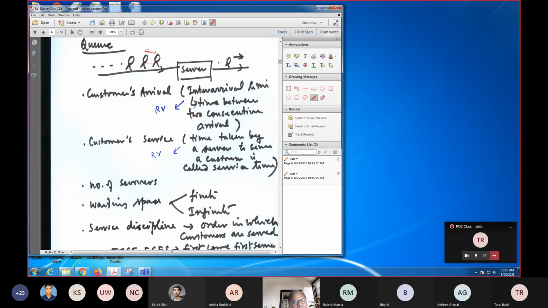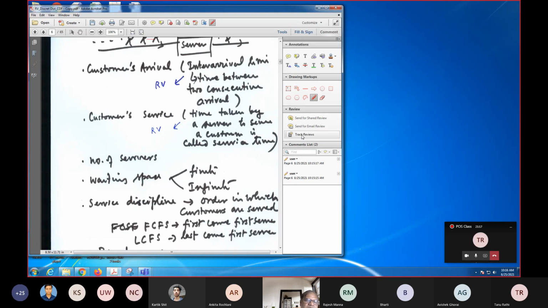So there will be a duration of time, and it will not be a fixed duration. It will basically be a random variable. Random variable means the length of the time is not fixed. It could be any value between, say, 0 to infinity. So here the customer service is specified by the time taken to serve a customer.